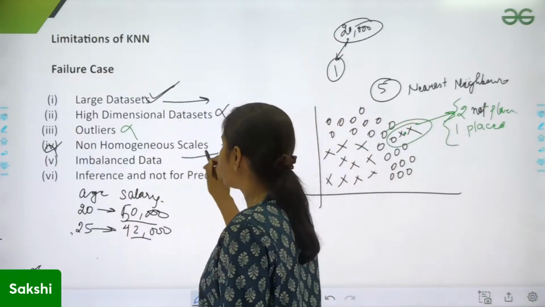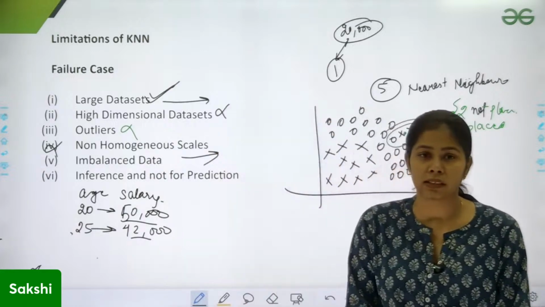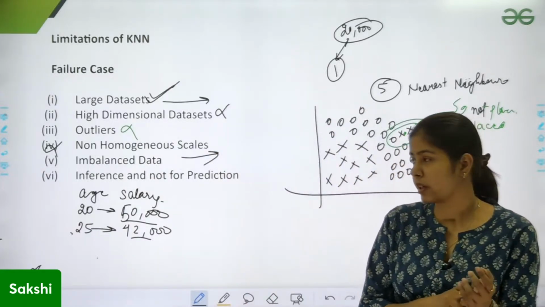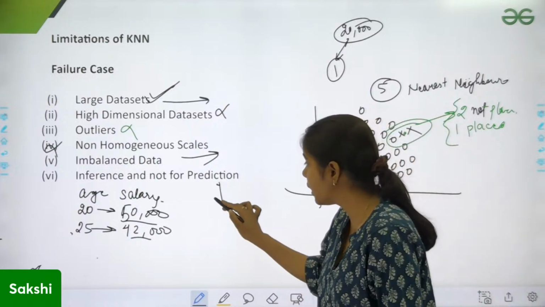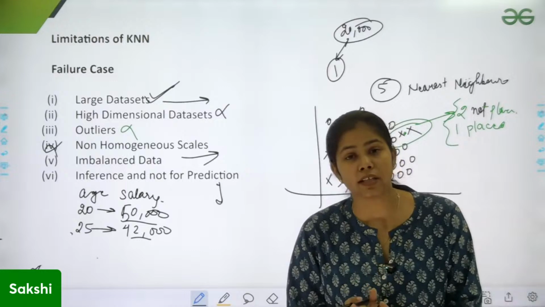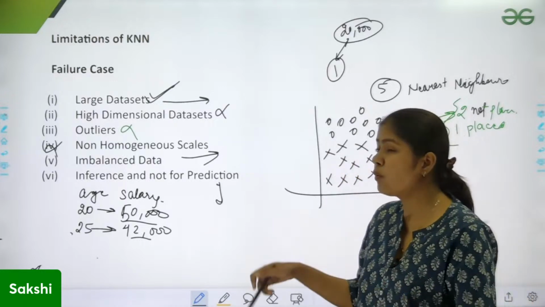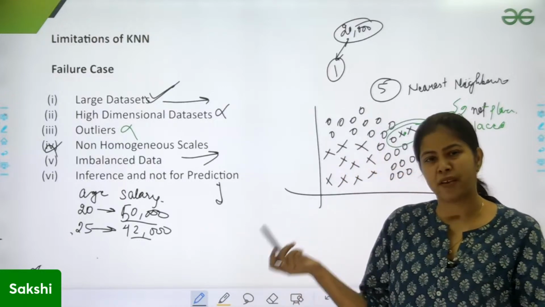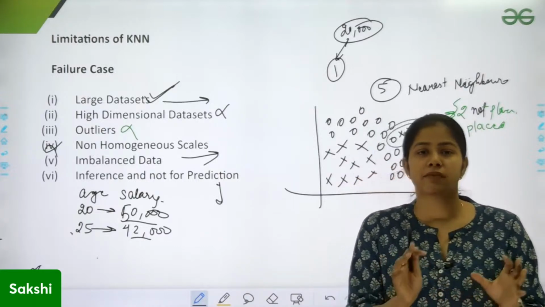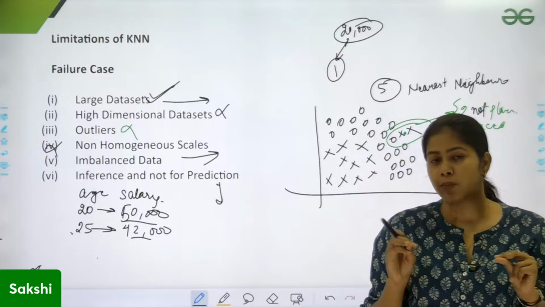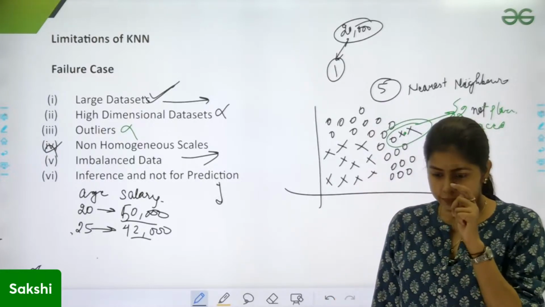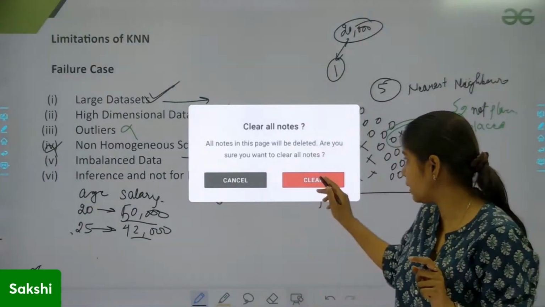If we have an imbalanced data set, that means there is no balance in the data, it does not work well in that case as well. And KNN is for inference and not for prediction. KNN is used for inference. We cannot predict anything using KNN; we have seen that. We just do inference. That means if we have any query point, we can classify that point. I hope these limitations are clear.